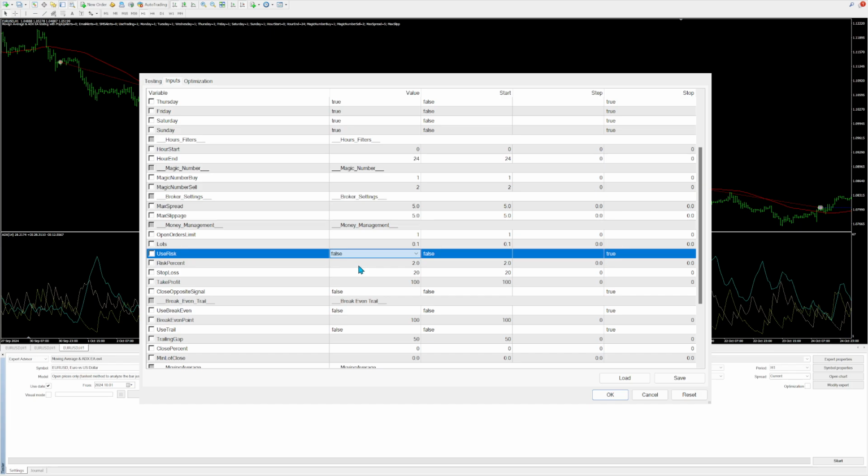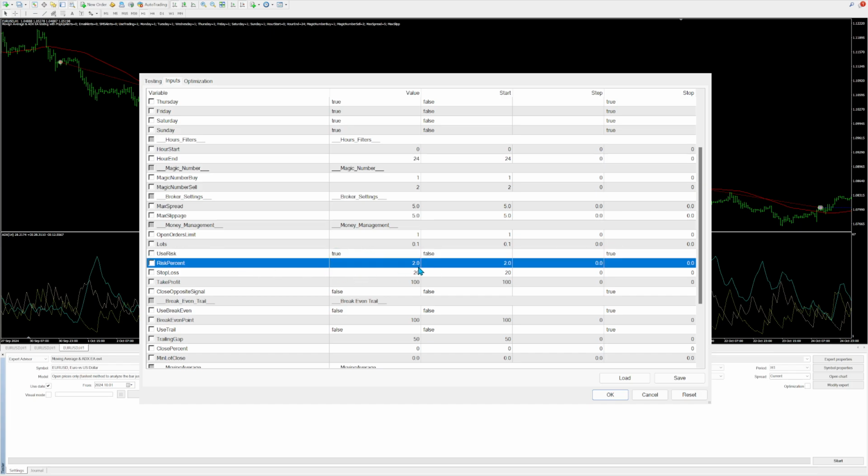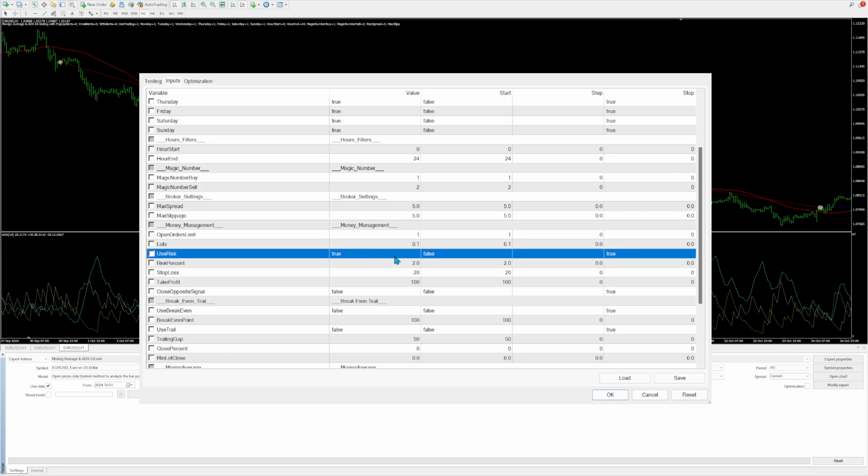If you have use risk set to true, okay, the EA will automatically calculate the lot size depending on the risk percent that you set in this field here. So it's 2 by default, which means with use risk set to true, the EA will automatically calculate position size so that a maximum stop loss is 2% of the balance.